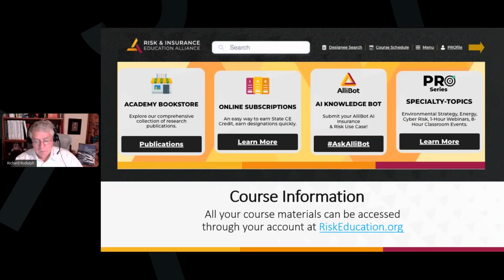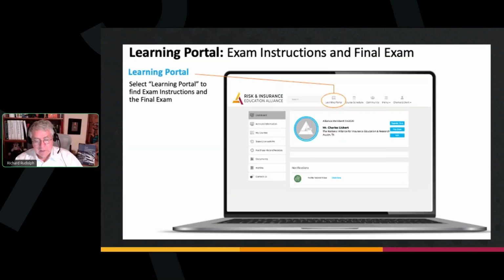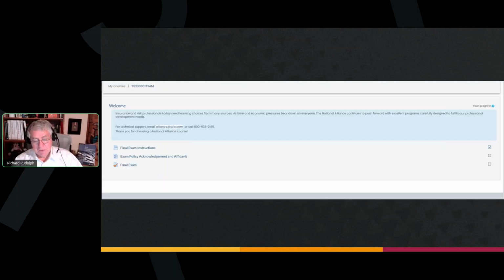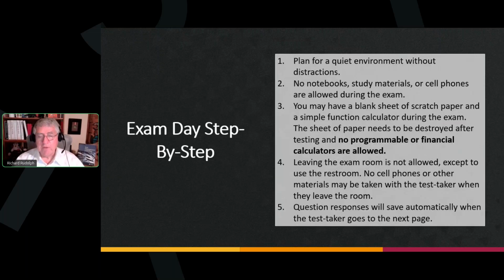Oops, there we go. All your course materials, learning button, there you go. That's what it looks like. That's what that screen looks like. And then this is the screen that you get to. Final exam, you click that after you read the exam instructions and the acknowledgement and all that, and boom, you're off and running. It is a digital exam, so all makes sense.